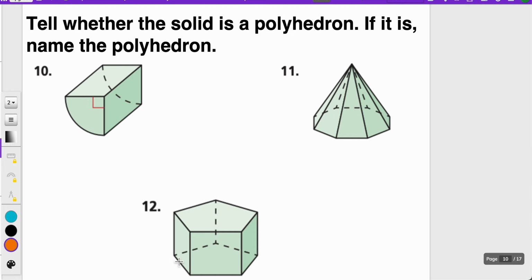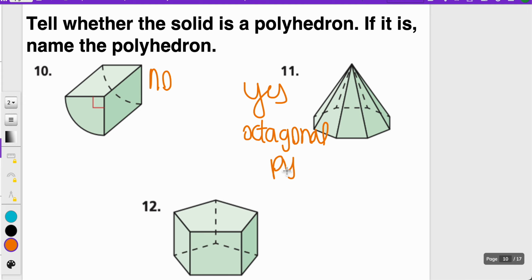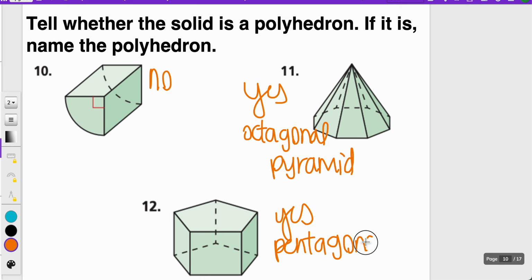Next three are pretty easy. 10, 11, and 12 are these polyhedrons, and if they are, name it. For number 10, it's a no, because it doesn't have any of those straight edge faces. But number 11 is yes. We can call that an octagonal pyramid. And number 12 is also a yes. This would be a pentagonal prism. Okay.